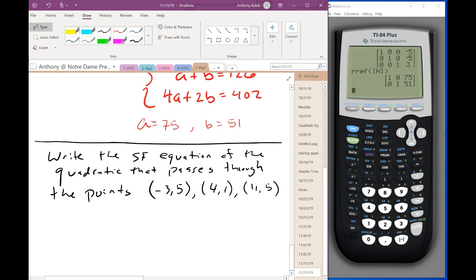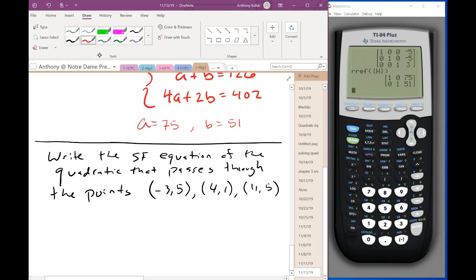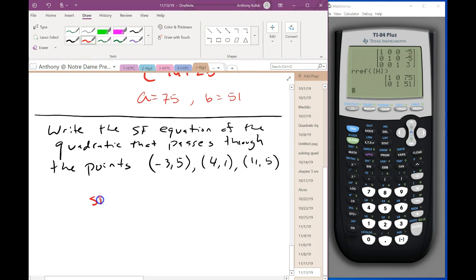Let's say that we want to find the standard form equation of the quadratic that passes through the points negative 3, 5, 4, 1, and 11, 5. So refresh my memory here. When we say standard form equation, what does that look like for a quadratic? It's just last chapter. We should still kind of remember this.